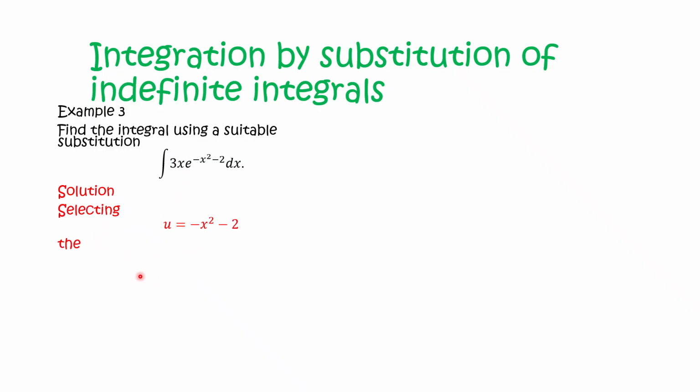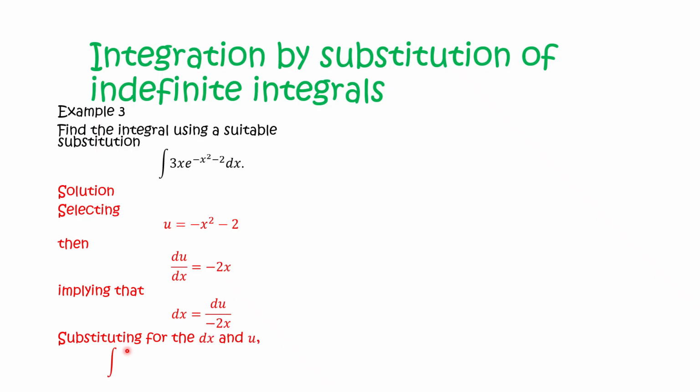So selecting u is equal to minus x squared minus 2, we find the du dx, we get minus 2x. Then we move on to make dx the subject of the formula so that we have du over minus 2x. Then we substitute for the dx and the u so that we get the integral of 3x times e to the u du over minus 2x. Now, the x's will cancel out so that we have minus 3 over 2 as the constant taken out of the integral, times the integral of e to the u du.